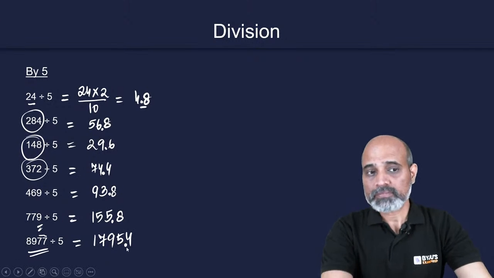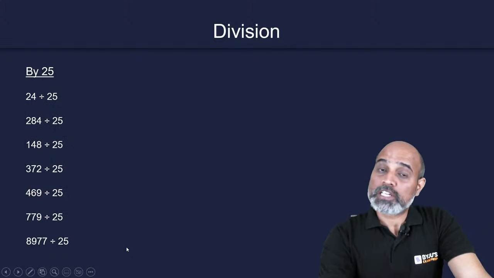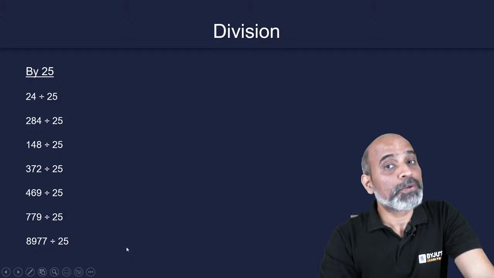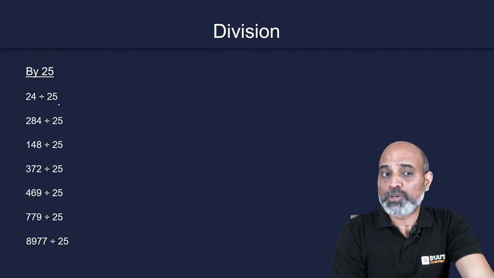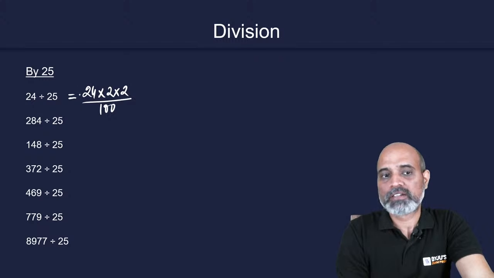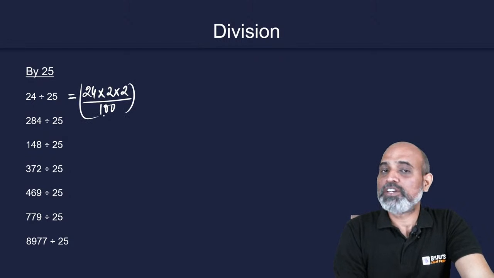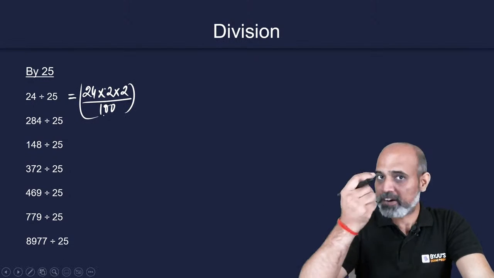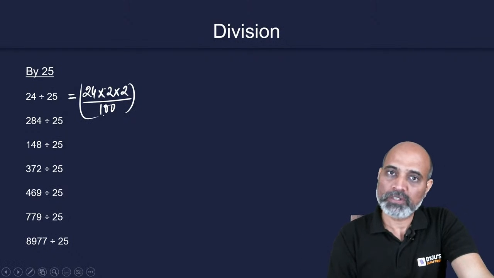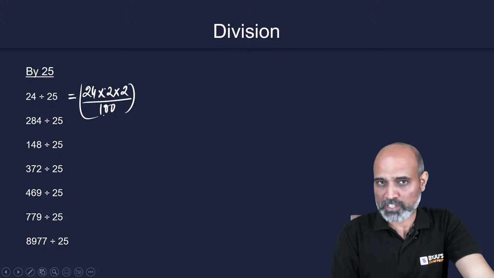Okay. Now, this will also help us to solve questions when you have to divide a number by 25. So if I have to do 24 divided by 25, what I will do is I will take 24, double it 2 times and divide it by 100. See, 25 into 4 is 100, and if I have multiplied the denominator by 4, you're supposed to multiply the numerator also by 4. You do the same operation on both sides, otherwise the value will change.